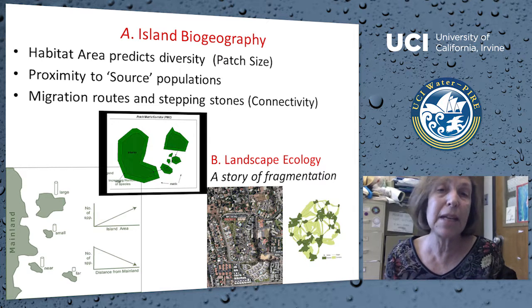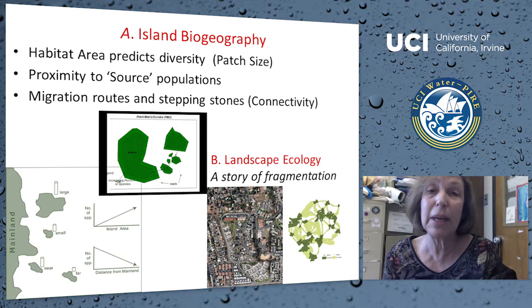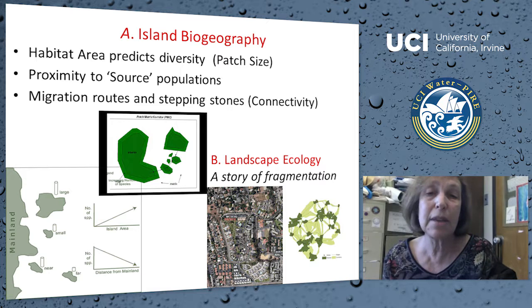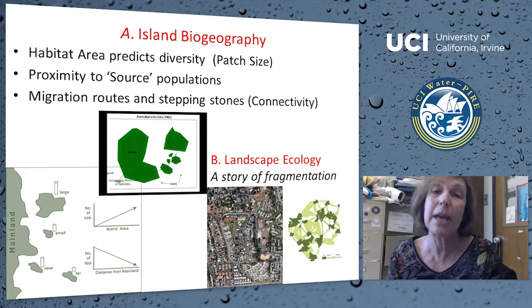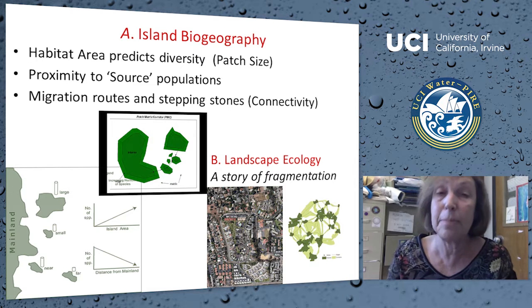If we click again here, we see landscape ecology pop up. This is sort of a modern version of island biogeography and spatial theory, and really focuses on fragmentation. And in fact, biofilters within an urban matrix are almost always fragmented habitats. We rarely think about them interacting with one another, but they may.